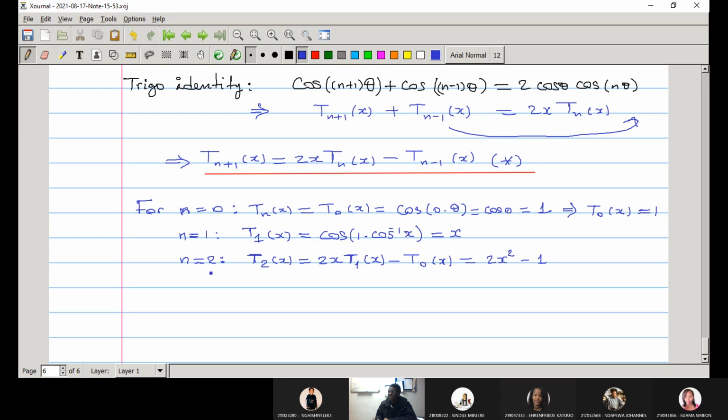So what is the value of n here? n is 2, the degree is 2. n is 1 here, the degree is 1. n is 0, you can see it's a constant term, so the degree is 0.